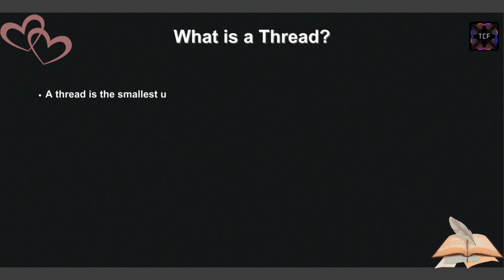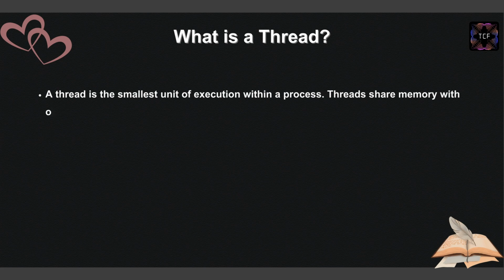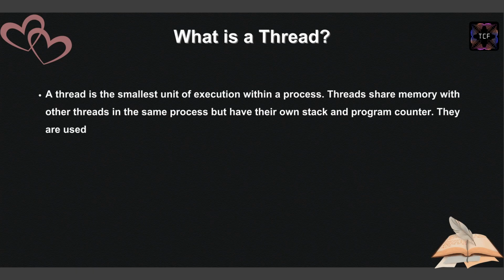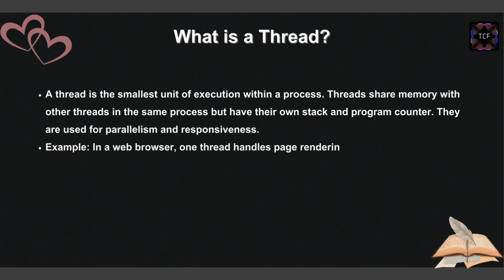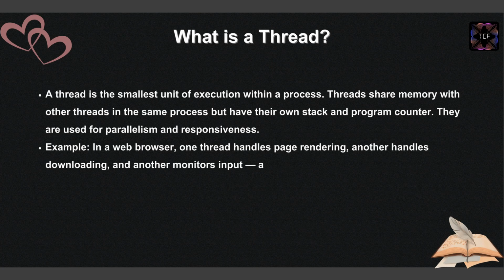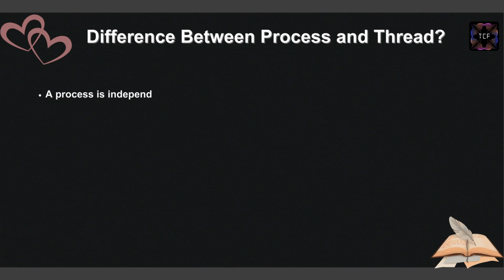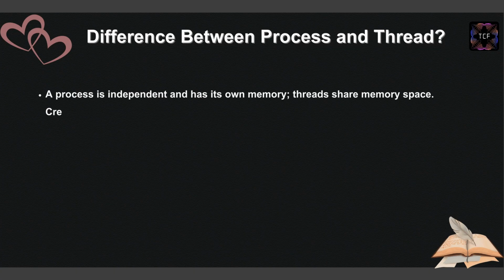What is a thread? A thread is the smallest unit of execution within a process. Threads share memory with other threads in the same process, but have their own stack and program counter. They are used for parallelism and responsiveness. Example: in a web browser, one thread handles page rendering, another handles downloading, and another monitors input, all within the same process.